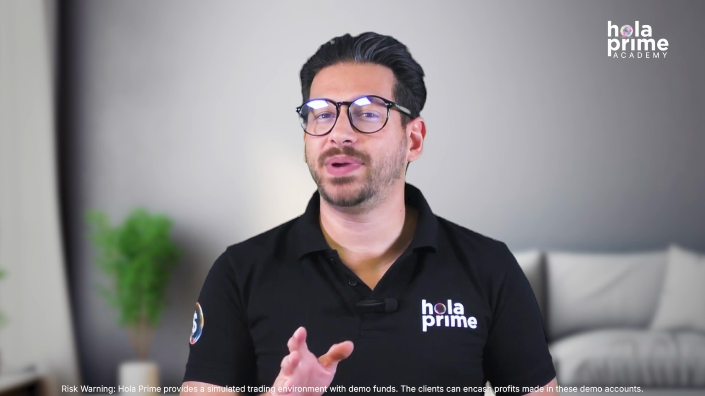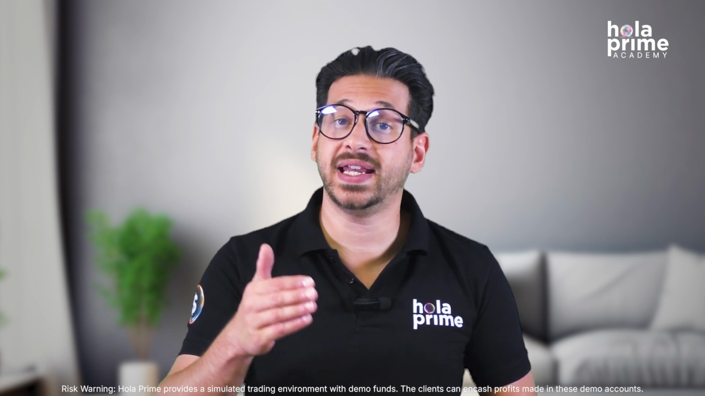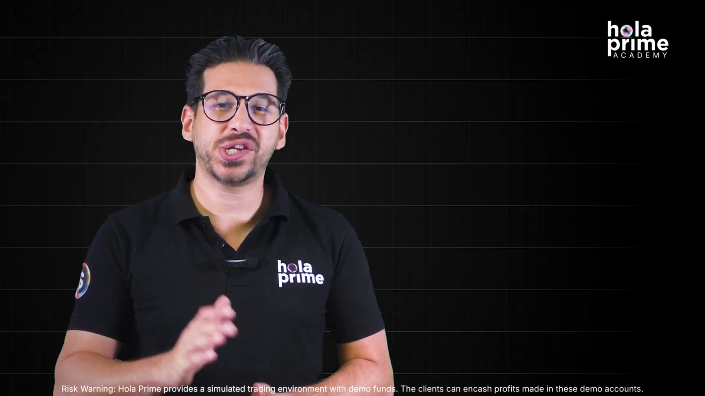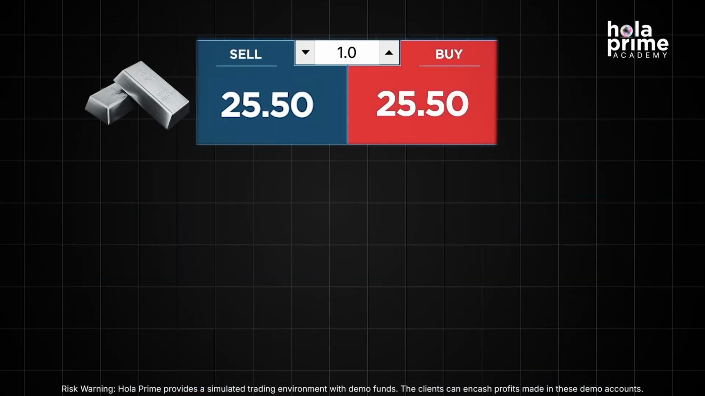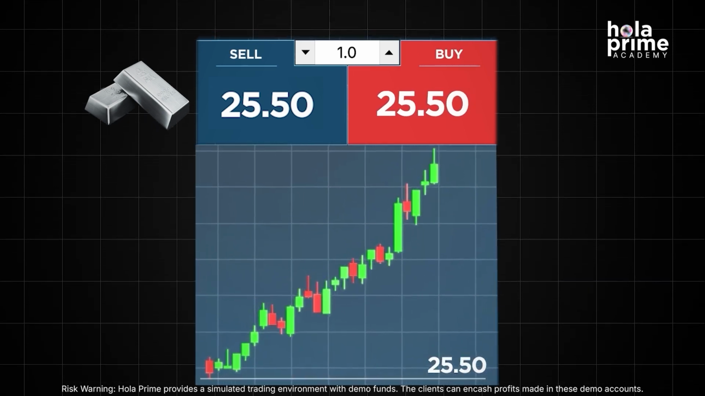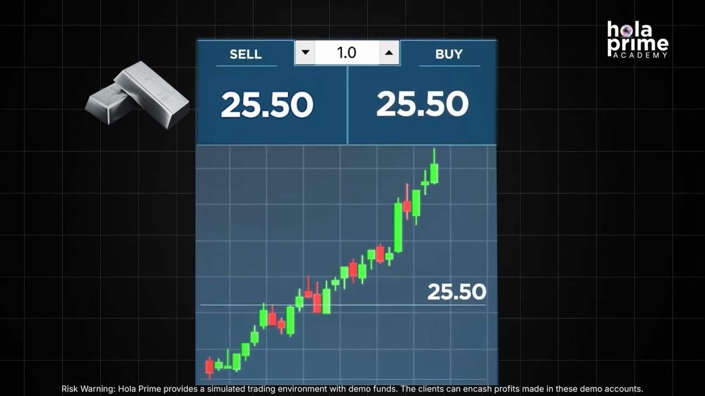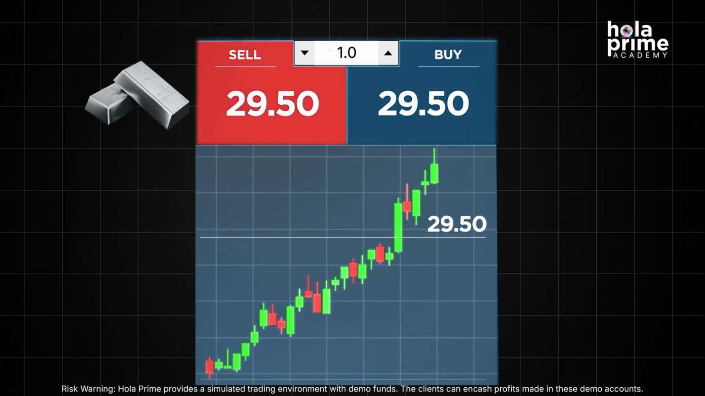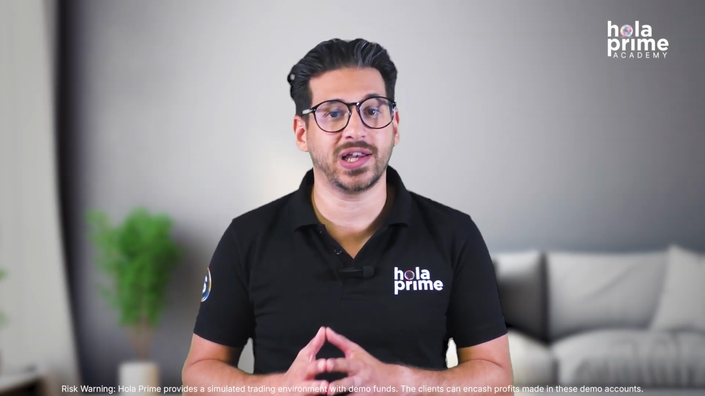Picture this. You believe the price is going up, so you buy the CFD. When it rises, you sell it back and pocket the profit. Let's talk about trading in a rising market. Imagine you anticipate that the price of silver is going to go up. So you decide to place a buy or long trade of one silver CFD at its current price of $25.5. Now, if your anticipation proves correct and the market price of silver indeed rises to $29.5, you're in luck. You can close out your trade by selling your contract at this higher price. This action settles the difference between the CFD's opening price and closing price.